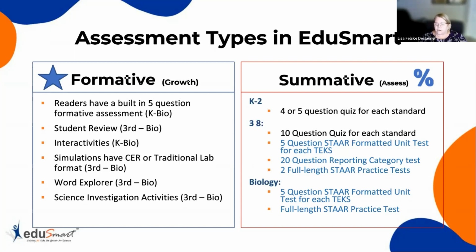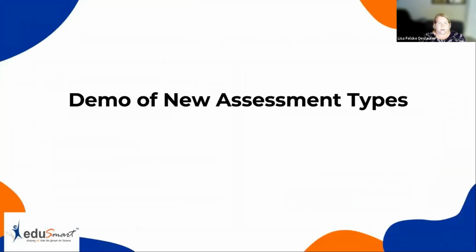We also have quizzes in biology, but the ones I highlighted are colored blue here. These are part of our STAAR Smart add-on that you have to be a customer that has that capability. And you can access some STAAR formatted unit tests, reporting category tests, but these all have the new item types and the same percentage that they would show up on a STAAR exam.